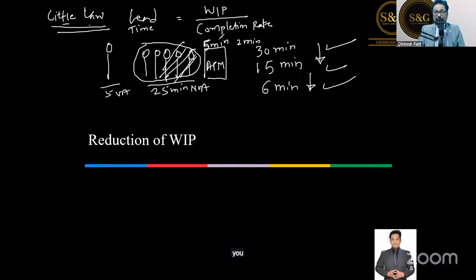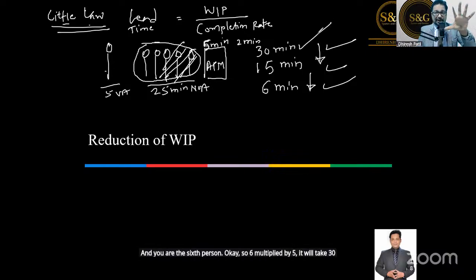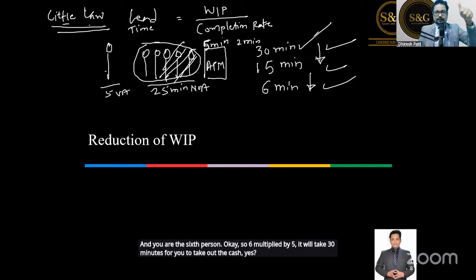You go to the ATM. Now focus here. If you go to the ATM and every person takes 5 minutes to take out the cash, and there are 5 people in the queue, and you are the 6th person, so 6 multiplied by 5, it will take 30 minutes for you to take out the cash. Yes? Just give me yes.